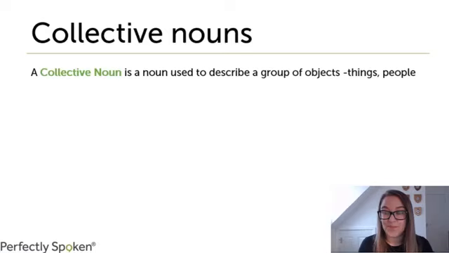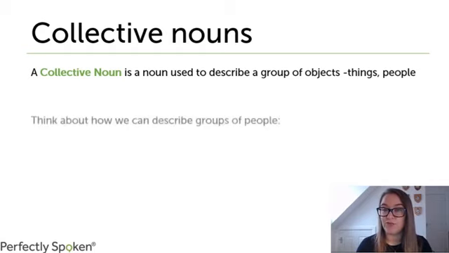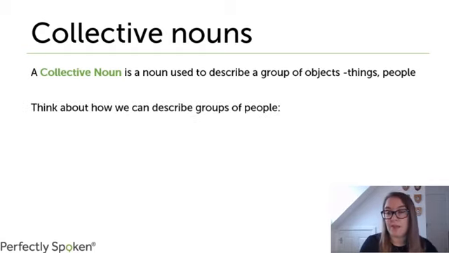Firstly, we need to understand, what do I mean when I talk about a collective noun? Well, a collective noun is a noun used to describe a group of objects, things, and people. Let's take people. Can you think of any ways to describe groups of people? So what I'm asking you to think of is synonyms for the word group. Have a think and then I will share with you my ideas.